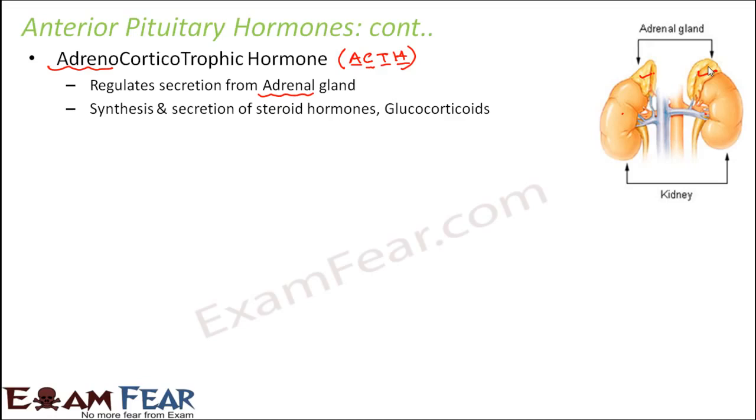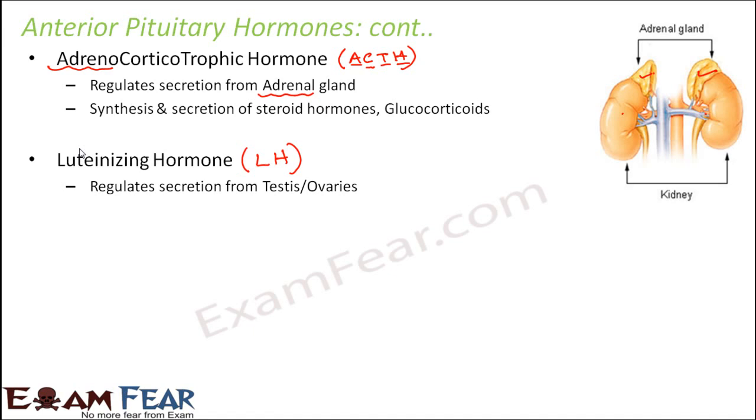So this hormone also regulates the changes in the body in response to any kind of stress, this adrenocorticotropic hormone. Next is the luteinizing hormone, which is often written in short form as LH. So let us see, what is this luteinizing hormone? Now this regulates the secretion from testes and ovaries.